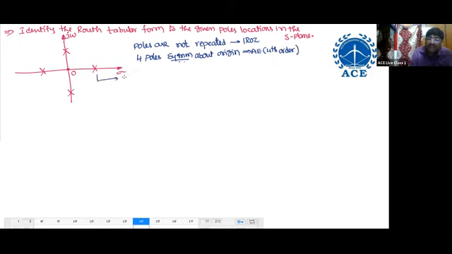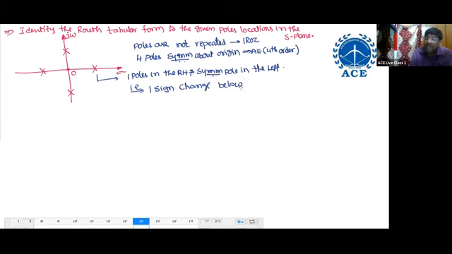One pole in the right of the S-plane, and a symmetrical pole in the left. That means one sign change below the auxiliary equation. That's all. Now check whether it is correct or not.